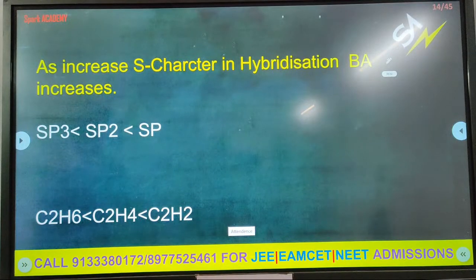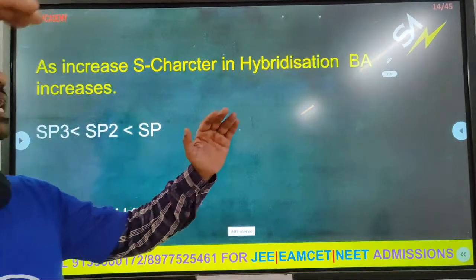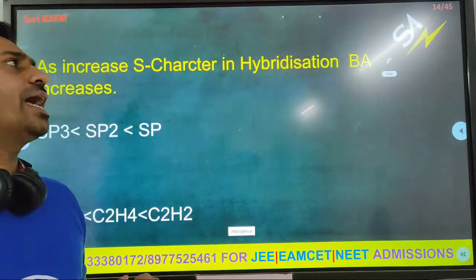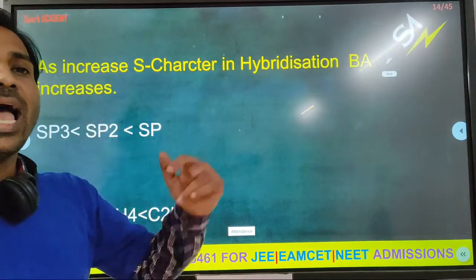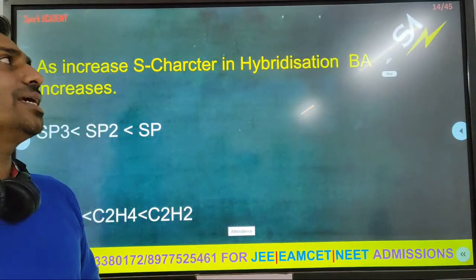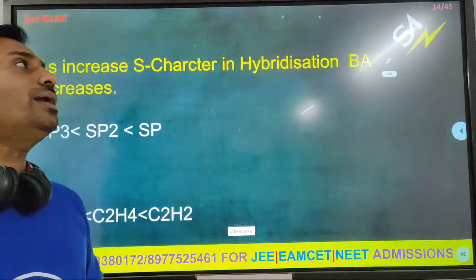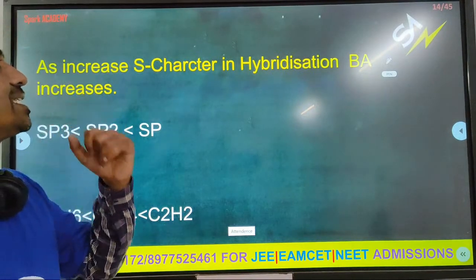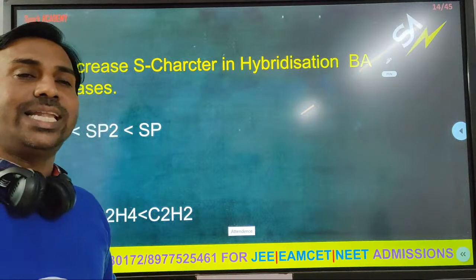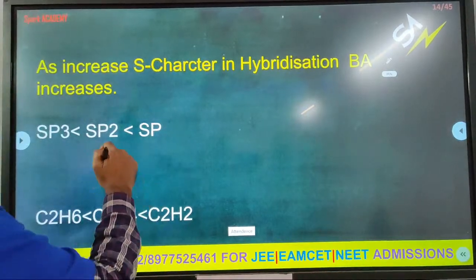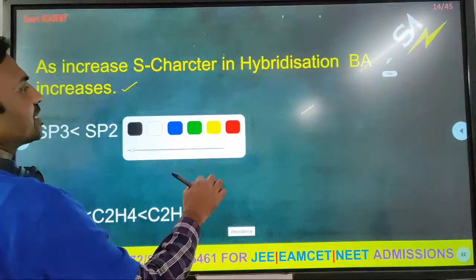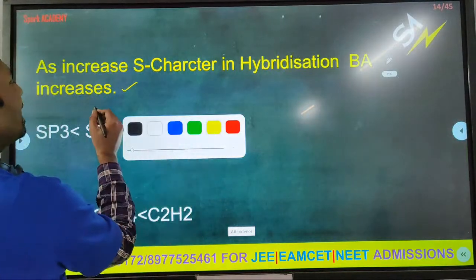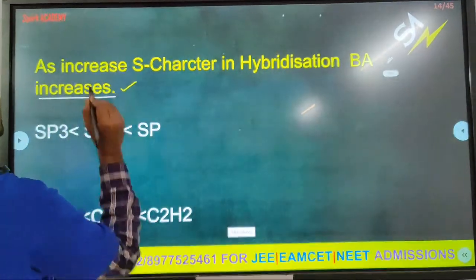Now, the next statement regarding the bond angle. As the s character in hybridization increases, the bond length decreases. Okay? As we increase the s character, the bond length decreases, but the bond angle increases. Why is the bond angle increasing?